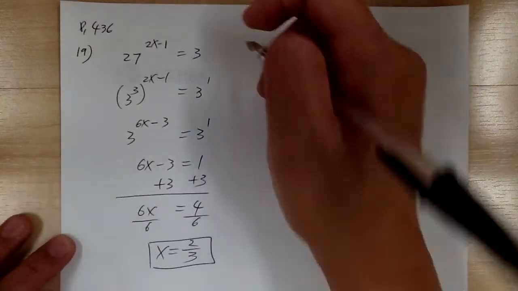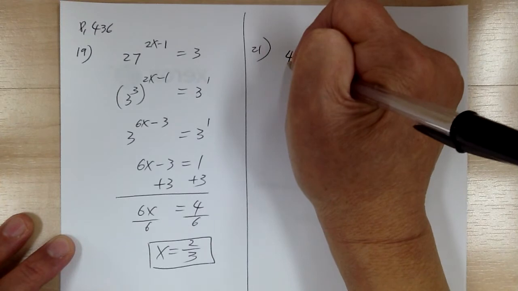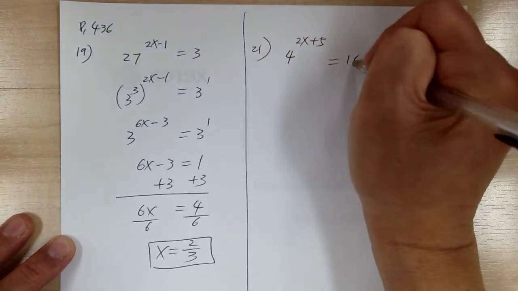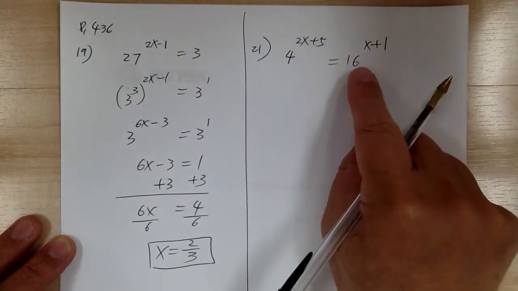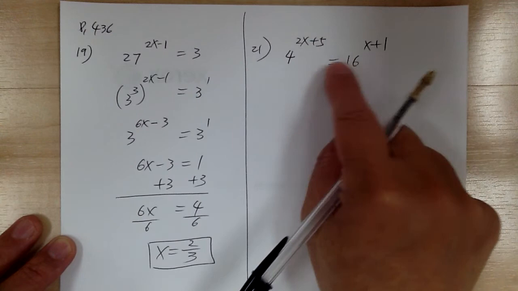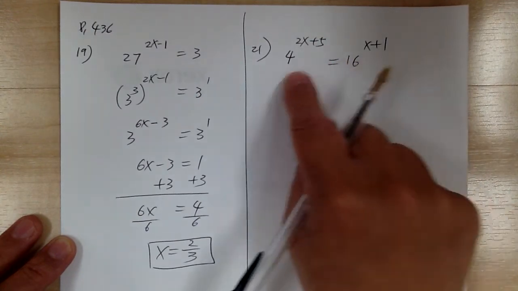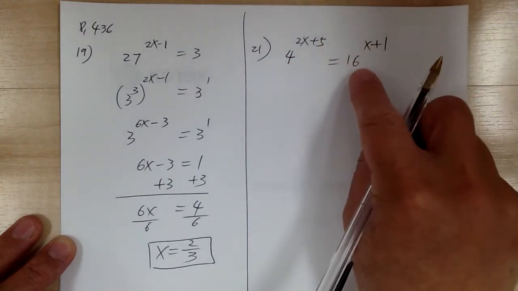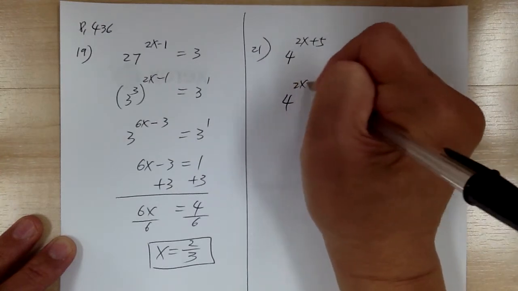Okay, let's do the next one. Number 21. You've got 4 to the 2x plus 5 equal to 16 to the x plus 1. With this one, you don't want to make the lowest base possible, because you can make it into base 4. Instead of making the lowest base possible, it's obvious you can make it into base 4. That will save you some work on this side.